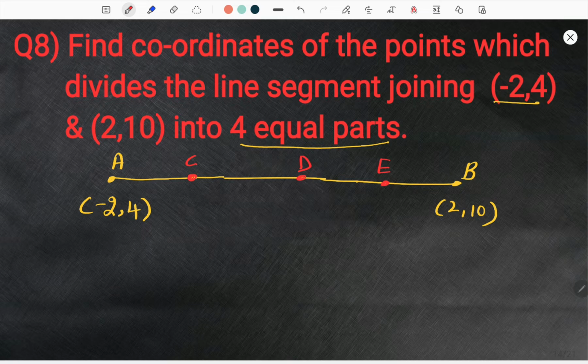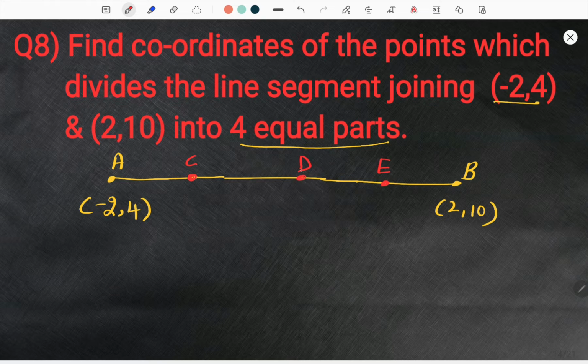So 4 equal parts. Now first of all we have to find the coordinates of this point C. Otherwise you can do one more thing here. Look at this, if you consider AD and DB, look at this, AD and DB.